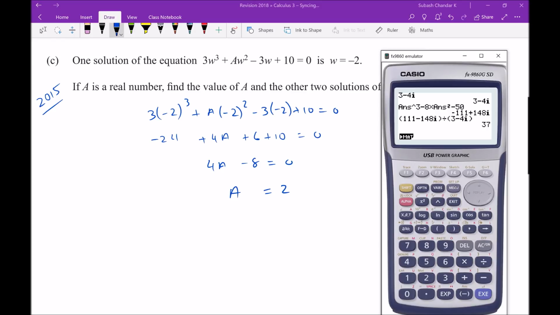So you went in, you chucked on menu, equation, polynomial, degree 3, and what did you have? 3, a was 2, -3, +10. Okay, so that's great. You've got your answers from there, right?